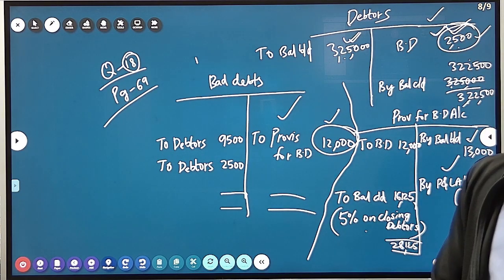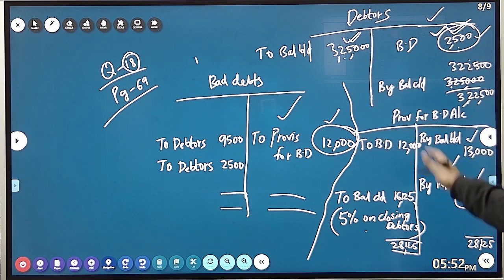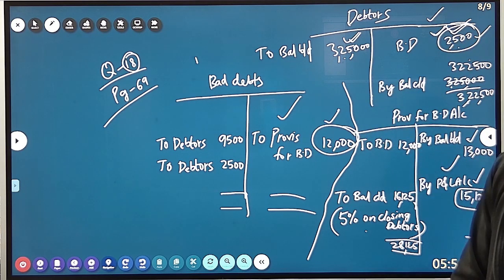See the next. What is the second question they are asking? Prepare the necessary ledger accounts. These are all the ledger accounts: bad debts, debtors, bad debts, and provision for bad debts. You can see the ledger accounts there. Okay. Third one. Show the relevant items in the profit and loss account and balance sheet.